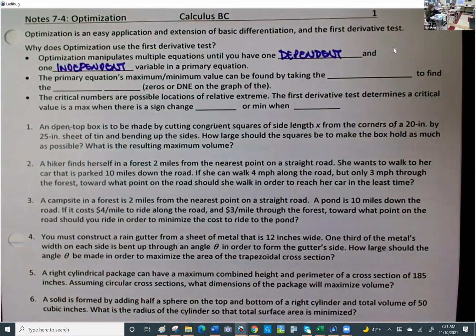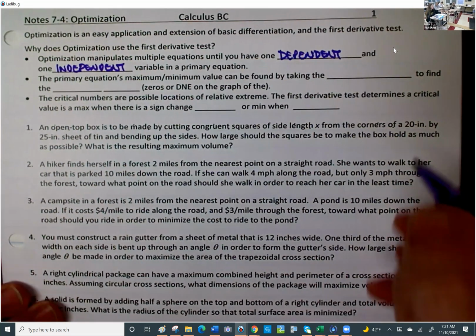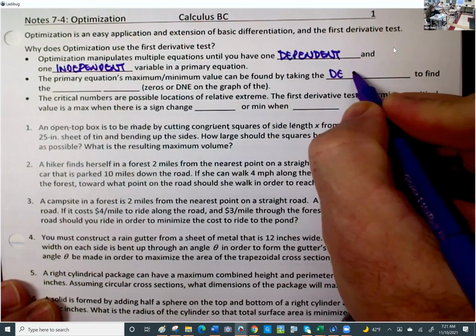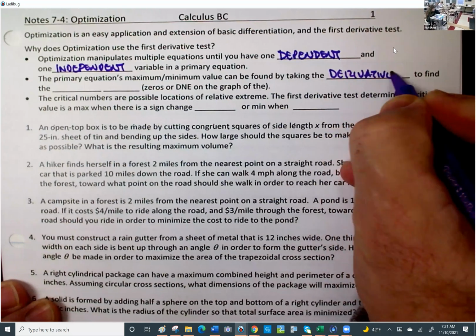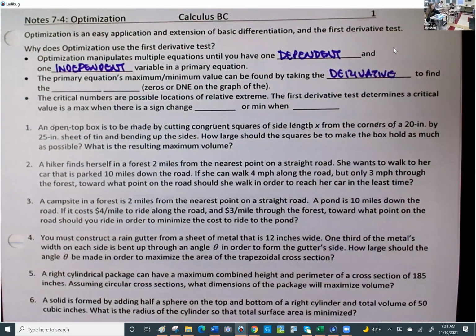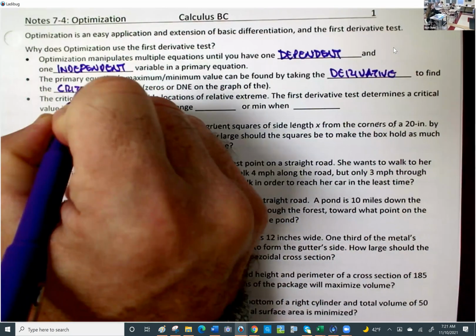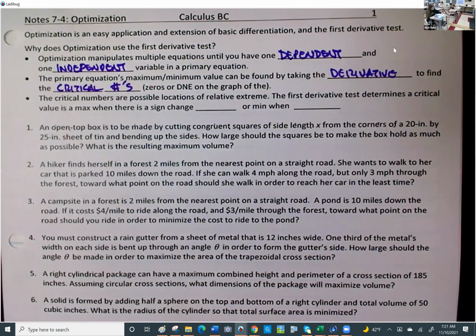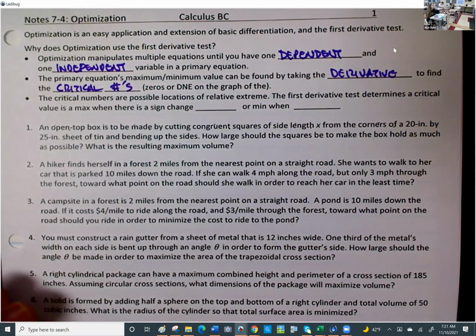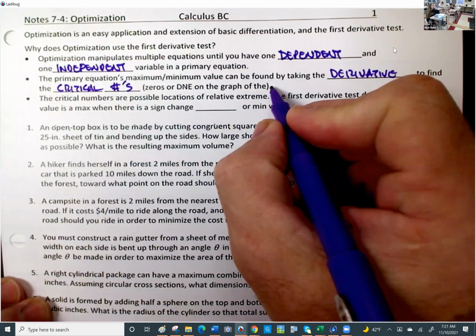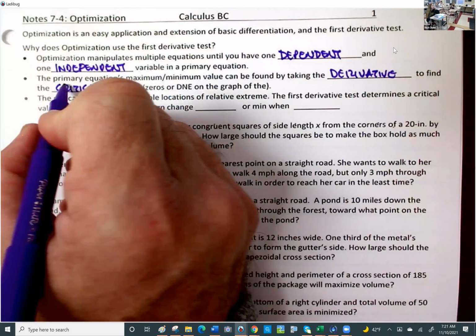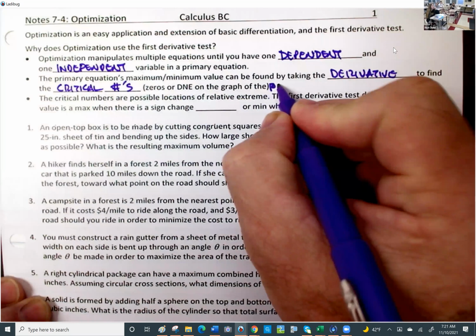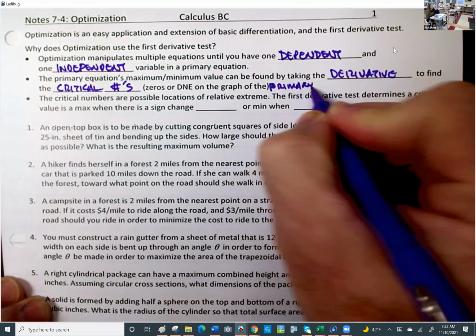The primary equation's minimum or maximum value can then be found by taking our derivative. Why are we doing that? We want the critical numbers, right? What are the critical numbers? Critical numbers are the zeros or the does not exist of the graph, or more precise would be the primary equation.